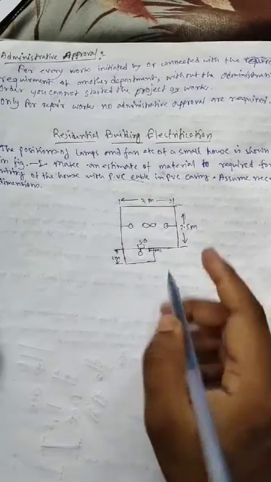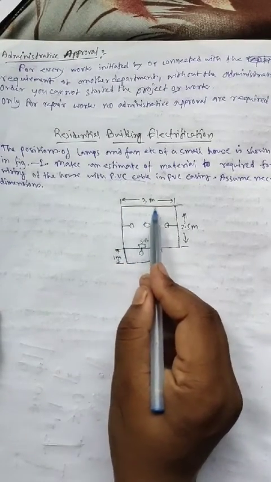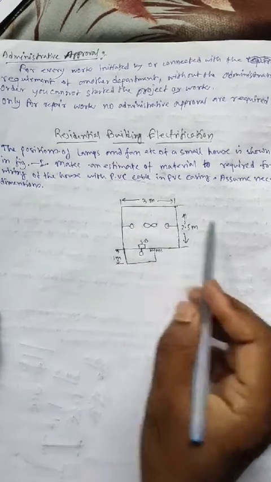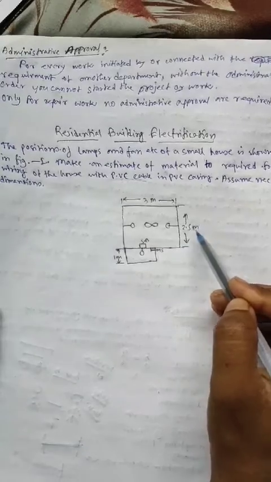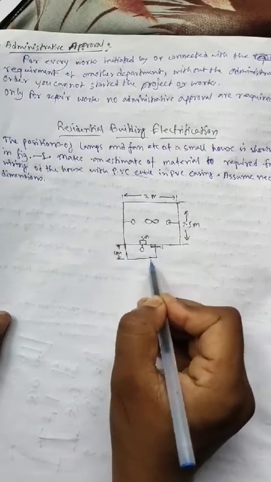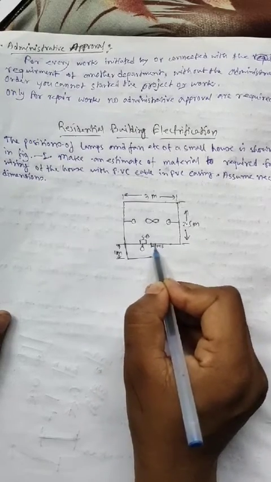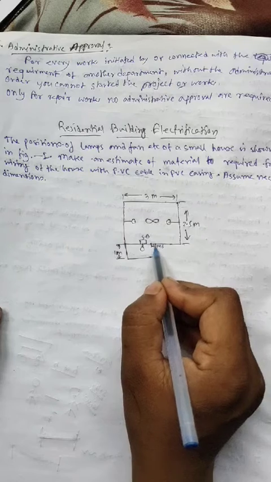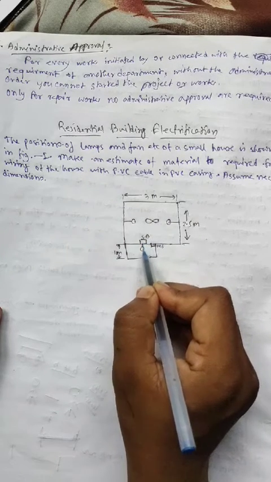Okay, so what is the figure? The figure is that this is the 3 meter length and this is the 2.5 meter length. Okay, and here 1 meter is veranda. This is the main switch, and this is the room switchboard, SB.